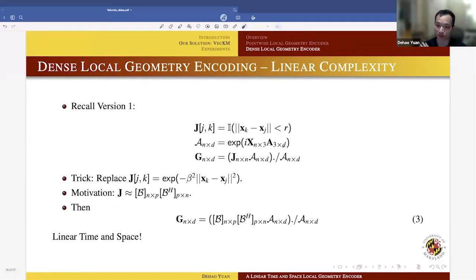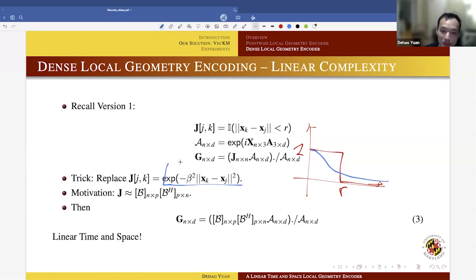Okay, so continue. If we do that, we will still need to compute this very expensive adjacency matrix, right? Because it's still n squared. However, we have an important trick here. We replace this adjacency matrix with exponential decay. You can see the adjacency matrix looks like this. When you reach the radius r, it decays to 0 immediately. However, we can replace it with exponential decay. So it will look like that. This is the formula.